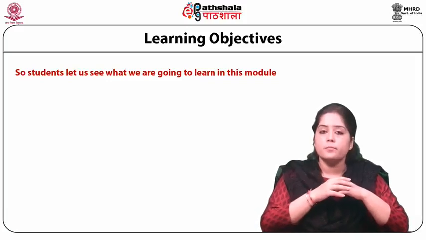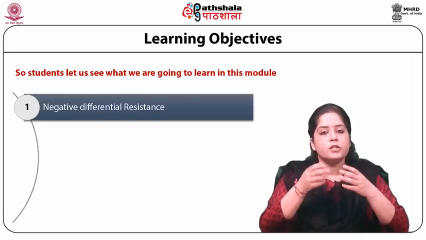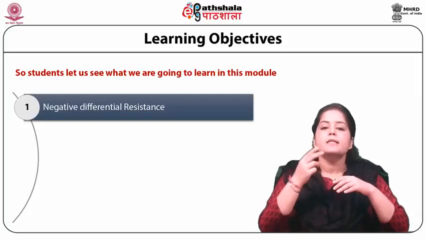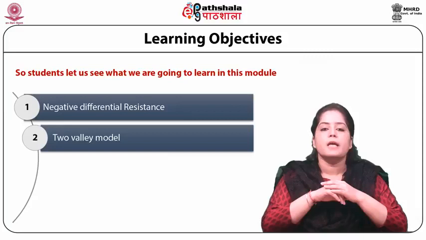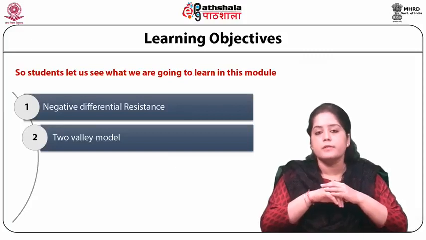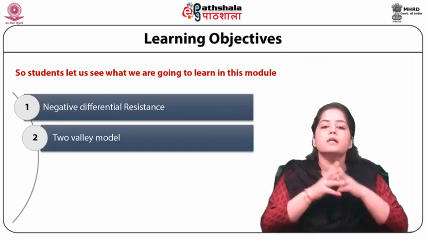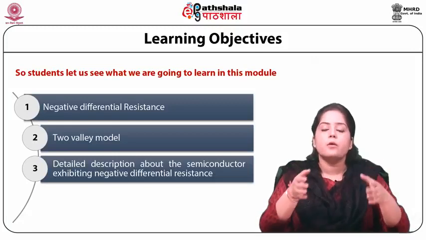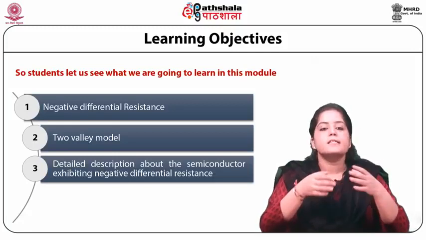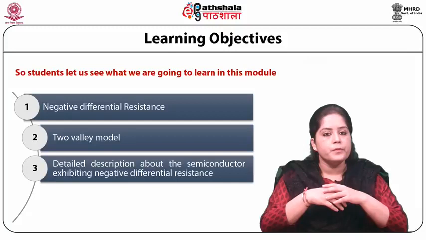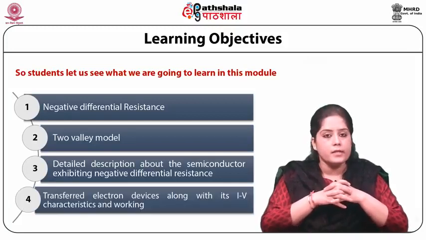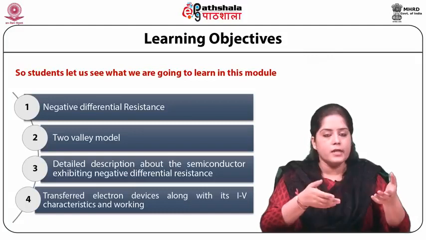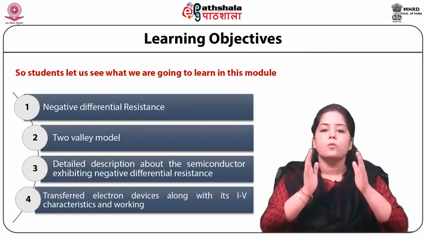First, we will discuss negative differential resistance. Second, a two-valley model which is used to describe the NDR, negative differential resistance. Thirdly, the detailed description of the semiconductor exhibiting the NDR. Then we will discuss the transferred electron device along with its IV characteristics and working.